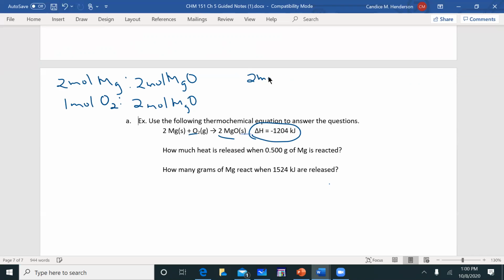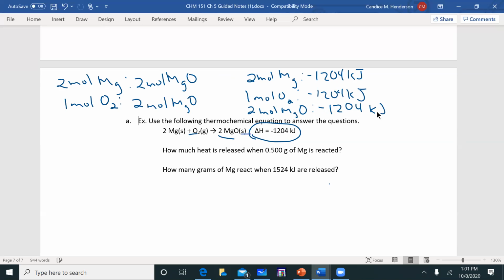So every time I use or combust 2 moles of Mg, the amount of energy that is going to be produced is negative 1204 kilojoules. Another relationship: for every 1 mole of O2 that is consumed, again, this much energy gets produced. And finally, for every 2 moles of the MgO that gets produced, we produce this much energy.